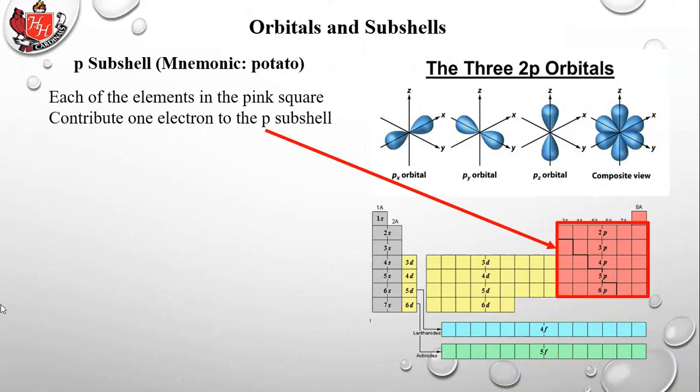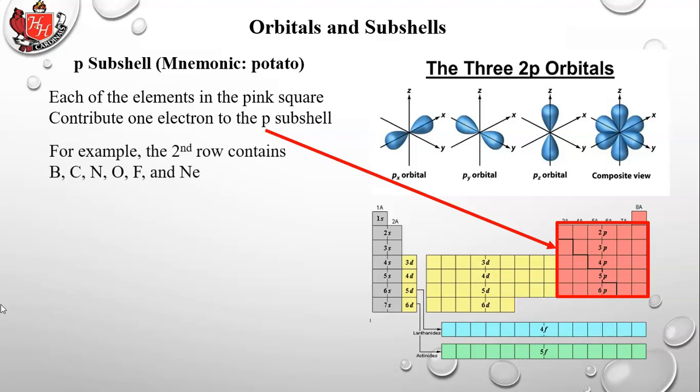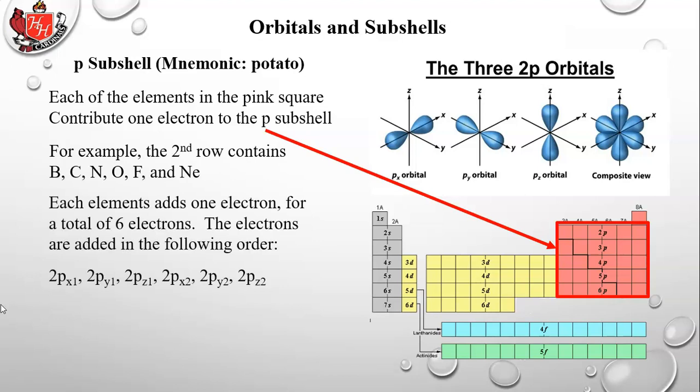So each of the elements in the pink square contribute 1 electron to the p subshell. For example, the second row contains boron, carbon, nitrogen, oxygen, fluorine, and neon. Each element adds 1 electron for a total of 6 electrons. The electrons are added in the following order.